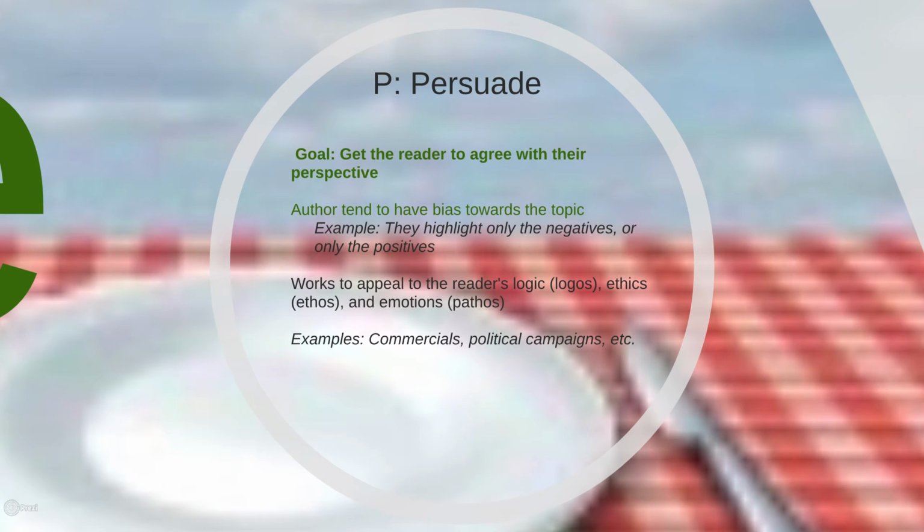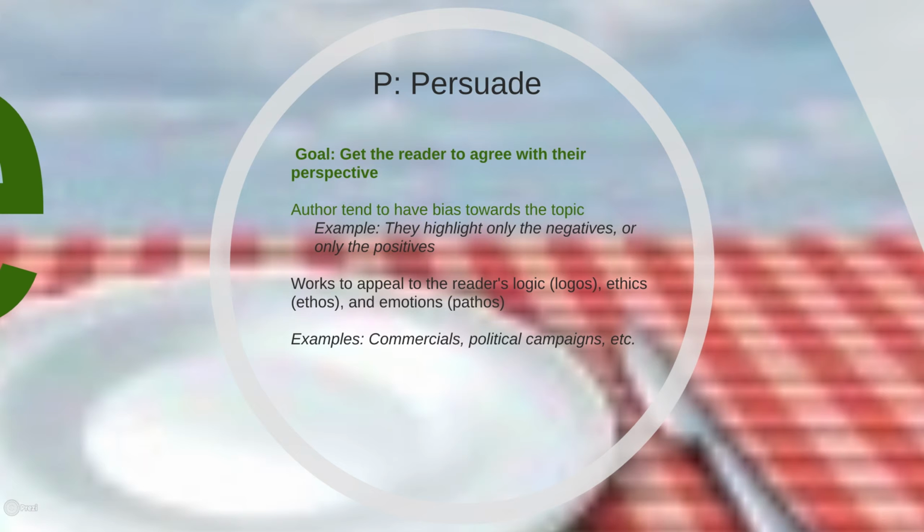The goal of a persuasive piece is to get the reader to agree with their perspective. So remember, we're talking about the writer. The writer wants the reader to agree with their perspective. How can you do that? As an author, you tend to have bias towards the topic. So what does that mean? If you are really for something, you are going to highlight all the positives of it. If you are really against something, you're going to highlight or focus on the negatives. You're not going to show the topic equally. You are going to skew the data so you focus on either the strengths or the weaknesses to get the reader to agree with you.